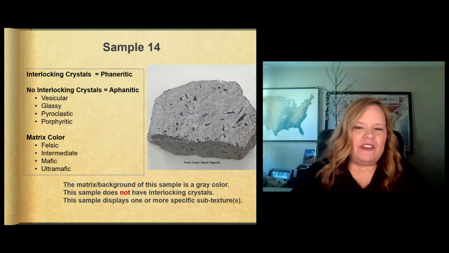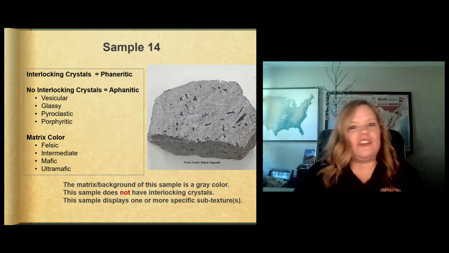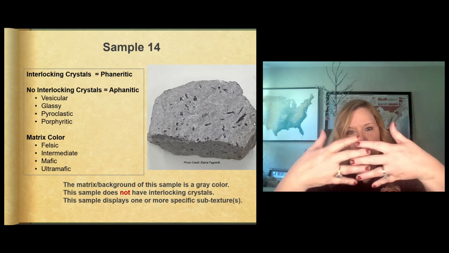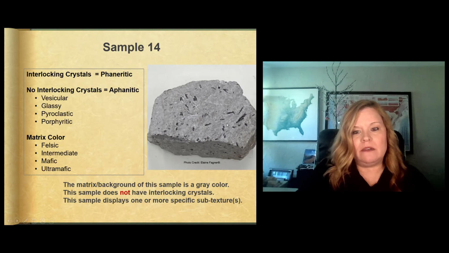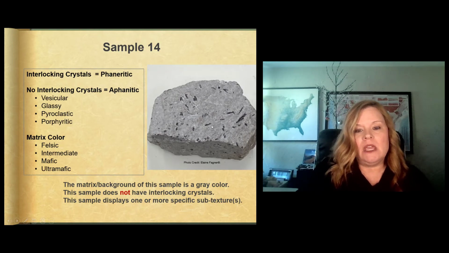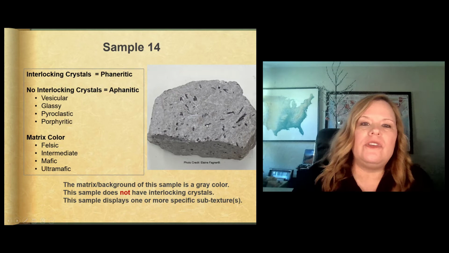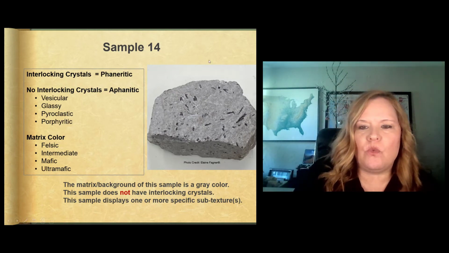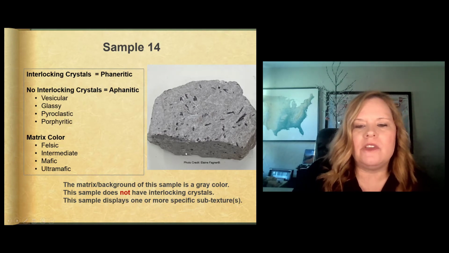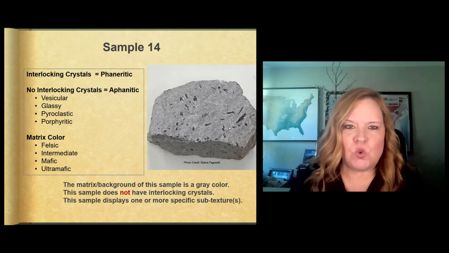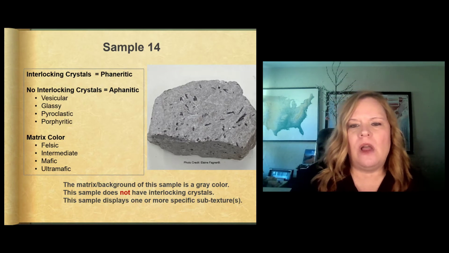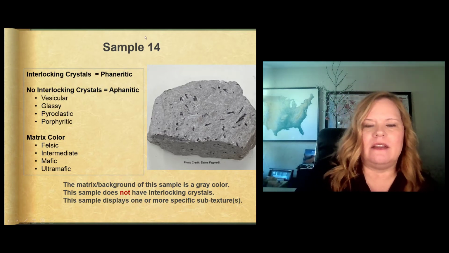Alrighty, sample 14. This does not have interlocking crystals. If they were interlocking, it looked like this. While you do have these black kind of hornblende minerals here, they are not interlocking. So this is a type of lava. So look at the gray, and you see that the background has no interlocking crystals, just some random things kind of floating around in it. You can also see it from the side here. That's important because that tells a story.